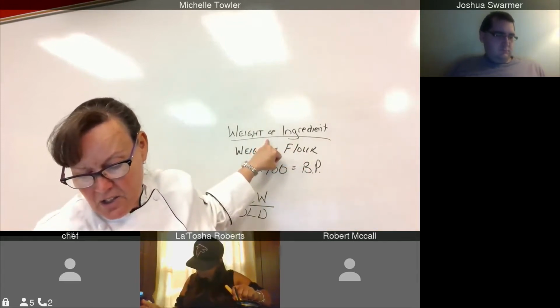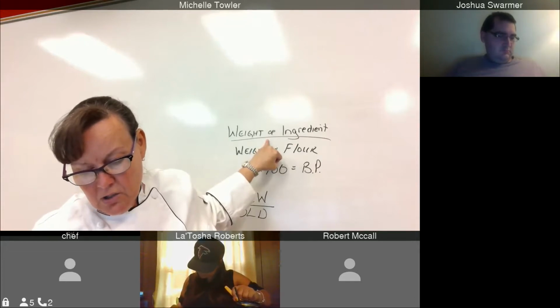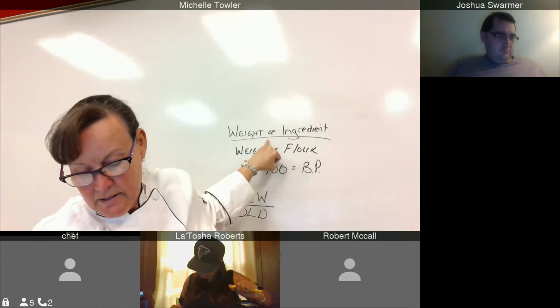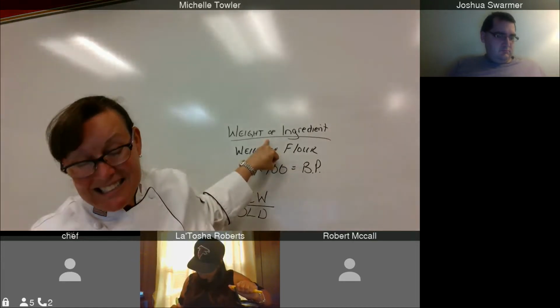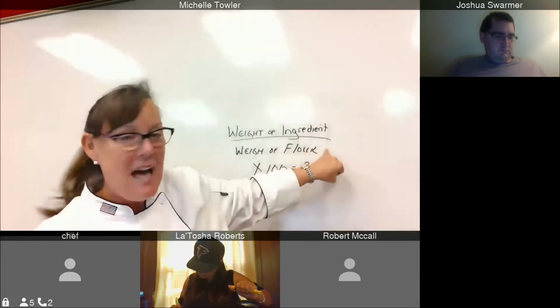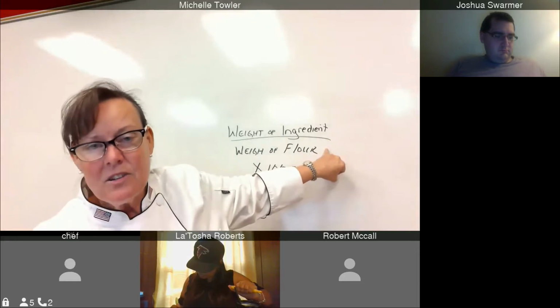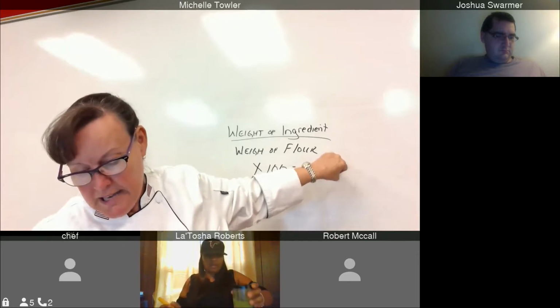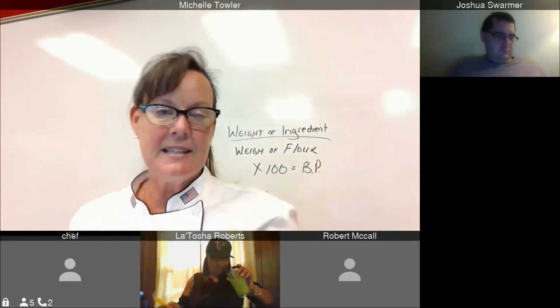So let's look at the sugar. The sugar is 6 ounces, and the flour is 16 ounces. You're going to take 6 ounces and divide it by the 16. Somebody pull out your phone and do a calculator real quick. Take 6 divided by 16.